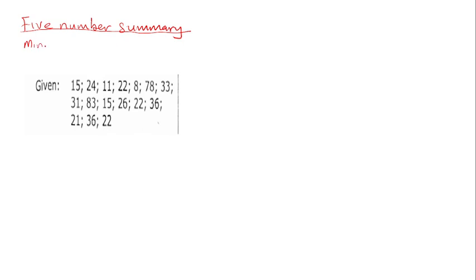the minimum, the abbreviation we use is min, and then from the minimum we have Q1, which is the lower quartile, and then we have Q2, which is the median, and then we have Q3, which is the upper quartile.